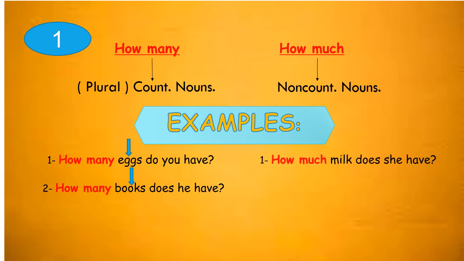The first example of how much: how much milk does she have? The noun here is milk. Can I count milk? No, I can't. It's a liquid. Can I count the liquid? No, I can't count the liquid. So I used how much.